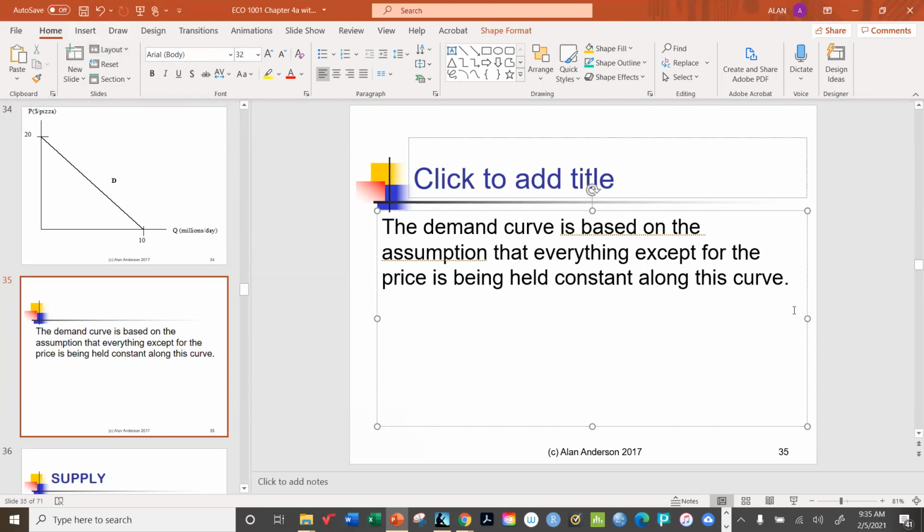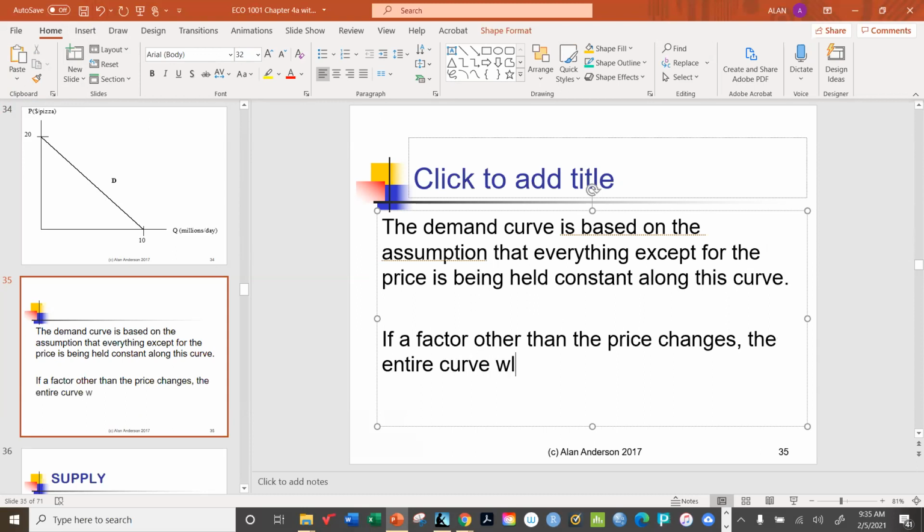Now, one of the implications of this is that if a factor other than the price changes, and we'll see more of this in a little while, the entire curve will shift to a new position. So again, we're going to do this, but not just yet. All right, so in other words, if we move up and down that same curve, everything except the price is being held constant. But once something else does change, the entire curve will shift to a new position. Okay, so those are the two key details we want to keep in mind when we look at this curve.